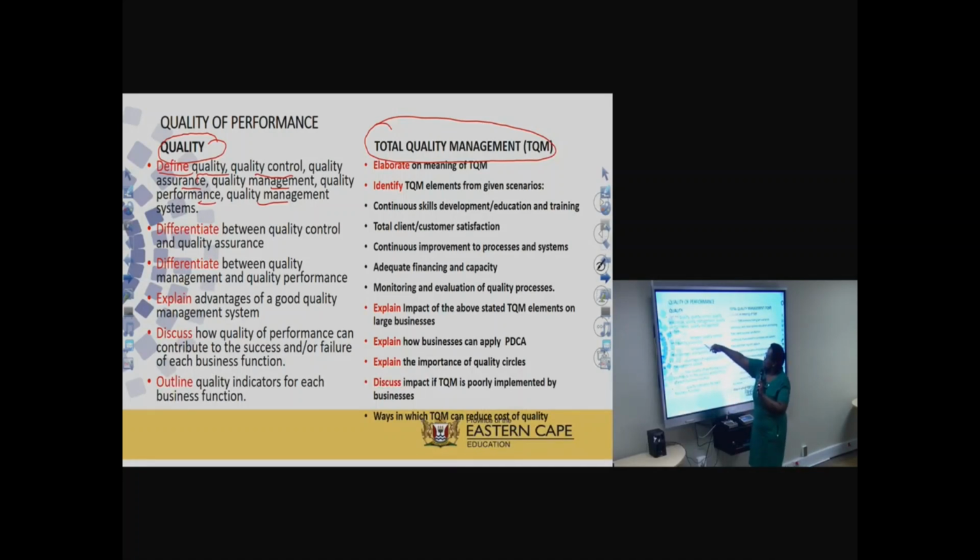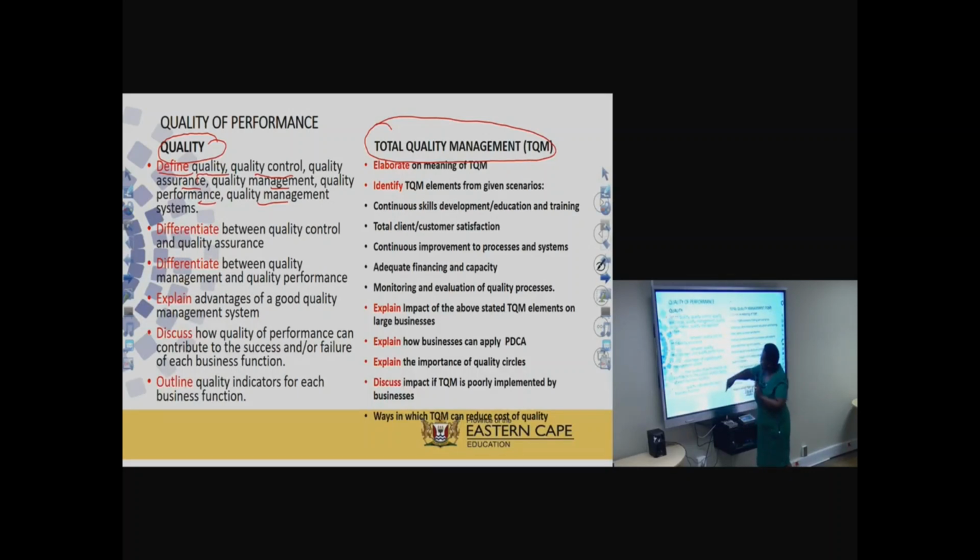Then also our exam guideline requires us to differentiate between quality control and quality assurance. Again, we differentiate between quality management and quality performance. You must be able to explain the advantages of a good quality management system. Discuss how quality of performance can contribute to the success or failure of each business function. You must also be able to outline the quality indicators for each business function. Then you will be done with quality.